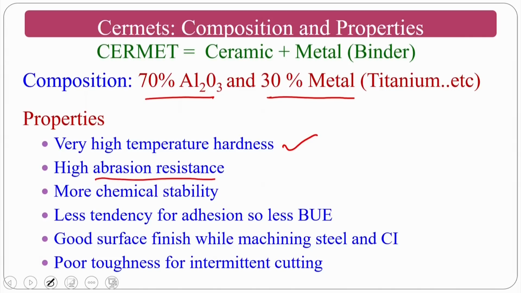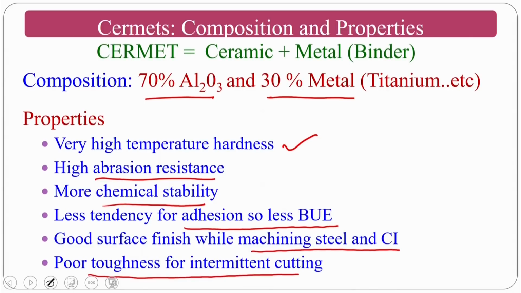The properties: very high temperature hardness, that is hot hardness is very high, abrasion resistance is very good, and more chemical stability, because ceramics are highly stable materials. So the chemical stability will be very high and there will not be any chemical reaction. Less tendency for adhesion, so there is less chance of built up edge, and good surface finish while machining steel and cast iron.